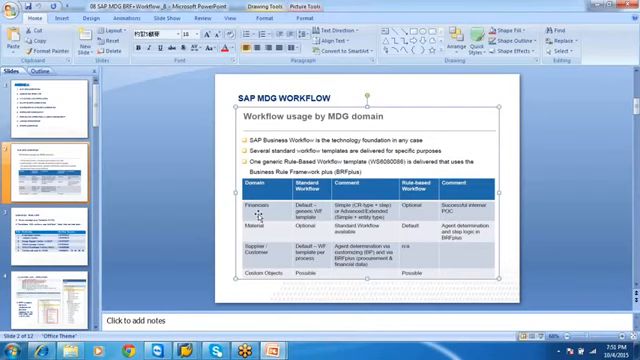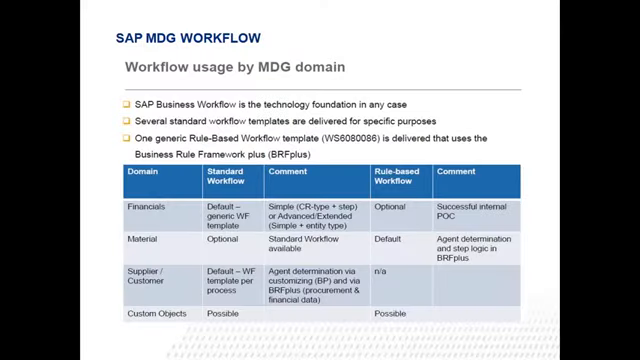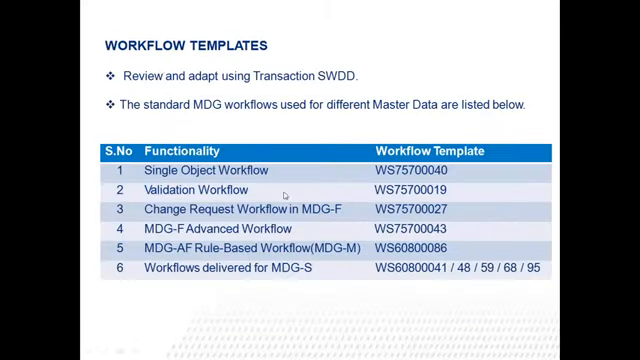Here, if you see financials, a standard workflow is available, and we can also use the generic, rule-based workflow. If you want to use a rule-based workflow, you can. Otherwise, we can use the SAP-given standard workflow, though it may not be feasible for our requirement. Here are some examples of workflow templates: a single object workflow, which is a workflow process template, and a validation workflow. We have standard workflows like that given by SAP.